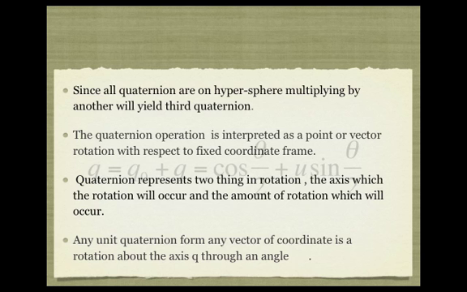The quaternion operation is interpreted as a point or vector rotation with respect to the fixed coordinate plane. A quaternion represents two things in rotation: the axis which is being rotated about and the angle which is being rotated by. Any quaternion can form a vector of coordinates rotating about the axis of Q through the angle. Like I said before, any quaternion can be rotated by the angle.